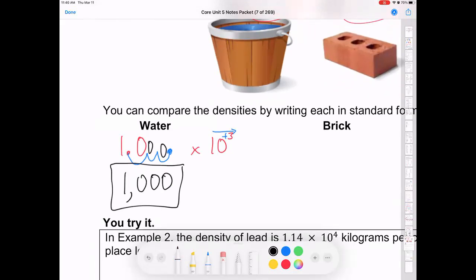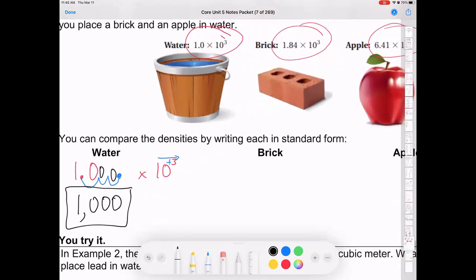Next, for the brick, we have 1.84 times 10 to the third. Very, very similar scenario. We're going to move that decimal over 3 times. So 1, 2, 3. And anywhere we see that bump, we put a 0. So we're looking at a density of 1,840.